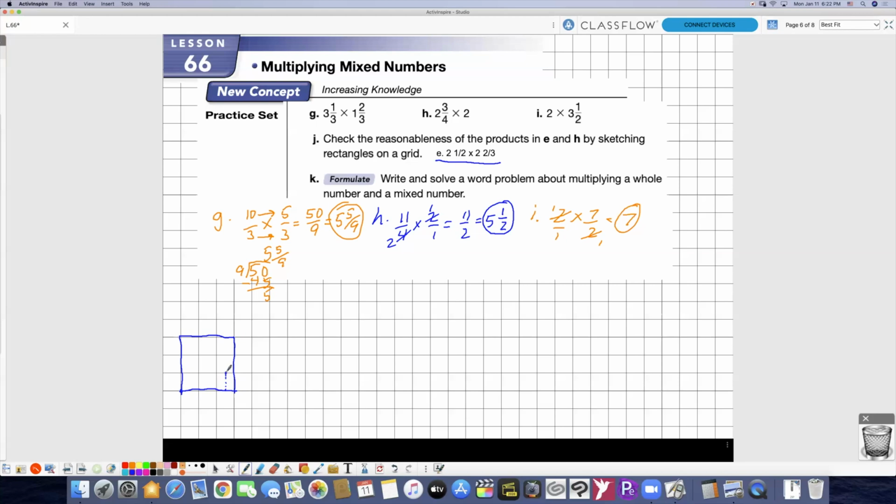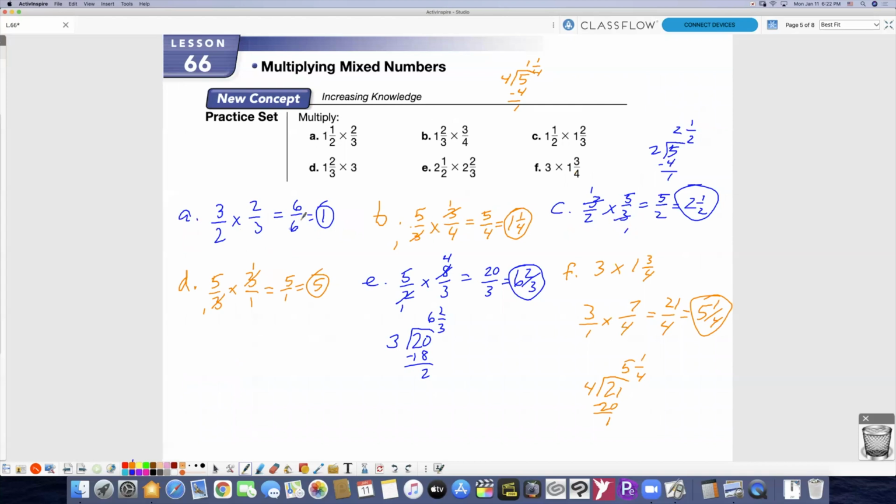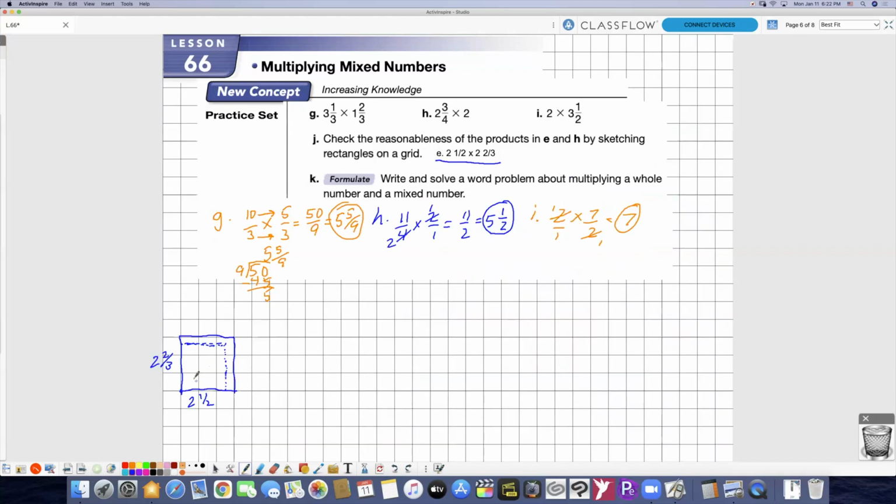So to get to 2.5, that's going to be right about here. So 2.5, and then it said 2 2/3, which is slightly more than half. So that would be across here. So this direction, I'm just doing the 2 2/3, and down here would be 2.5. So from here to here is 2.5. From here to here is 2 2/3. So what did we get for our answer on the previous page for letter E? It was 6 2/3.